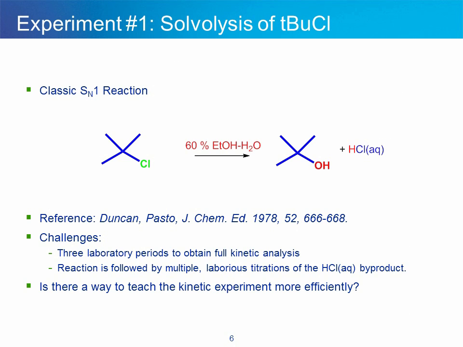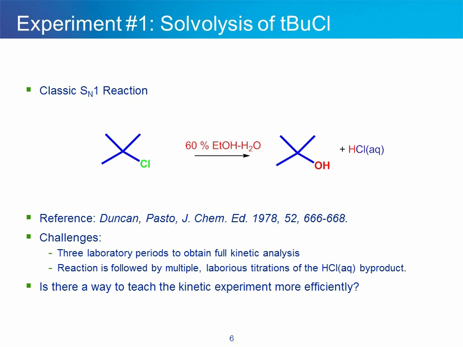This is the first reaction that I would like to describe. It's the solvolysis of tertiary butyl chloride, and it is a classic SN1 reaction. One takes tertiary butyl chloride and dissolves it in 60% ethanol water. Over time, the tert-butyl chloride hydrolyzes to tertiary butyl alcohol, and it produces hydrochloric acid as a byproduct. There is some amount of ethyl tert-butyl ether as another product in this reaction, but by far and away, tertiary butyl alcohol is the major organic product.